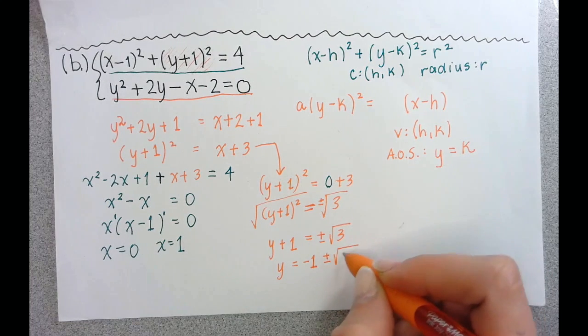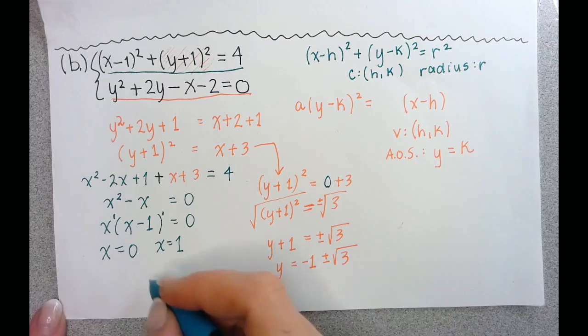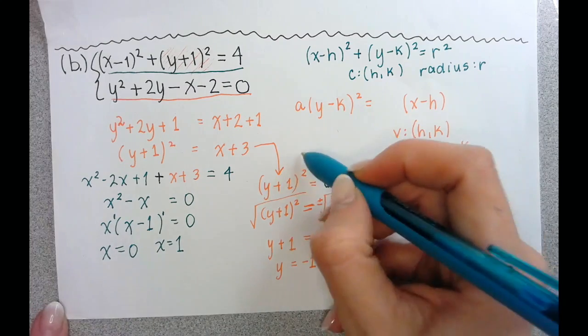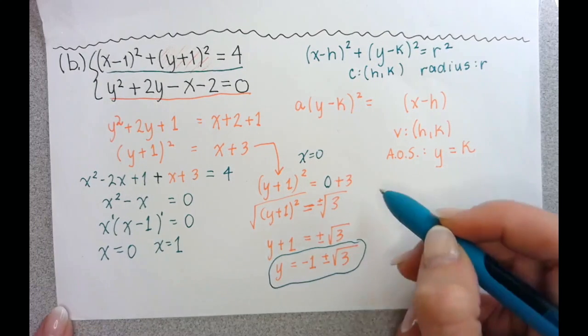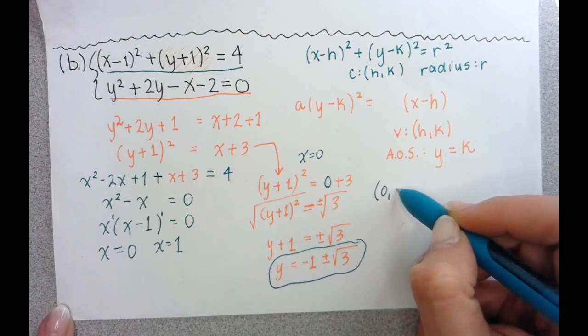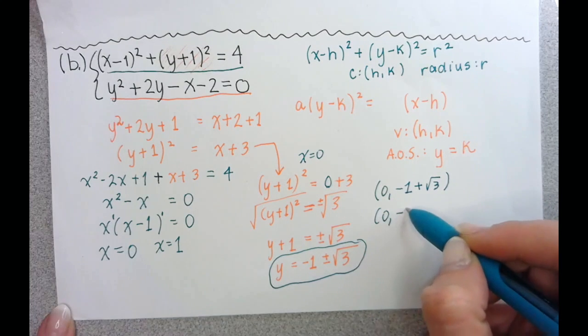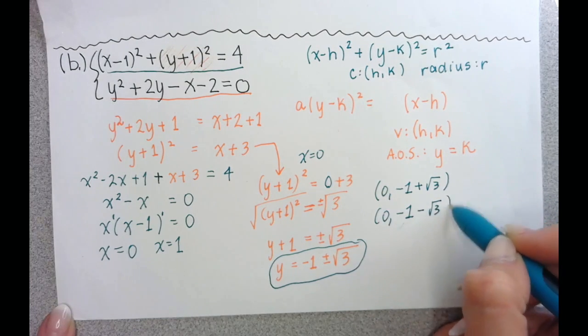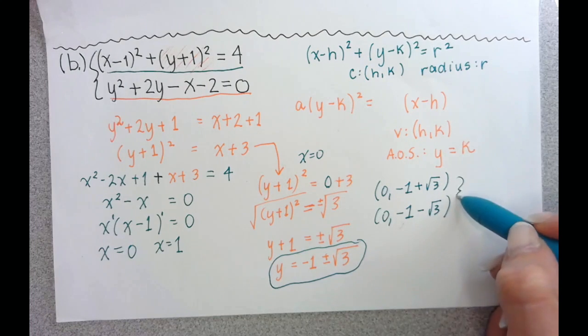Negative 1 plus or minus the square root of 3 is my y value. That y value is actually two separate y values, so if I wanted to write some ordered pairs, I'm going to get two ordered pairs from this. This is using x equals 0, and that led to that conclusion right over there. So that gives me (0, negative 1 plus square root 3) and (0, negative 1 minus square root of 3). Keep in mind, if it's 0 comma anything, it's going to be on my y-axis.